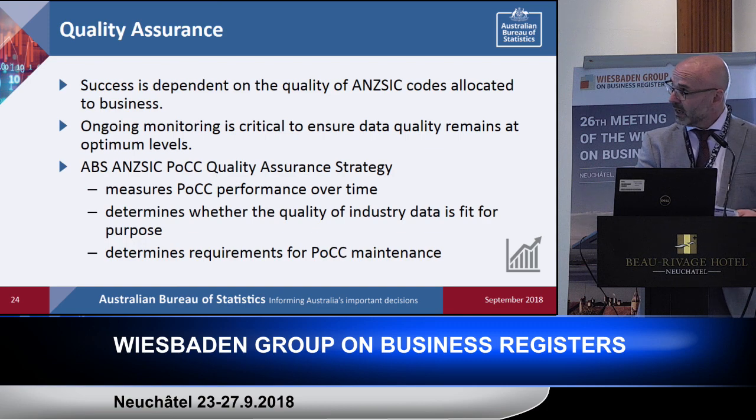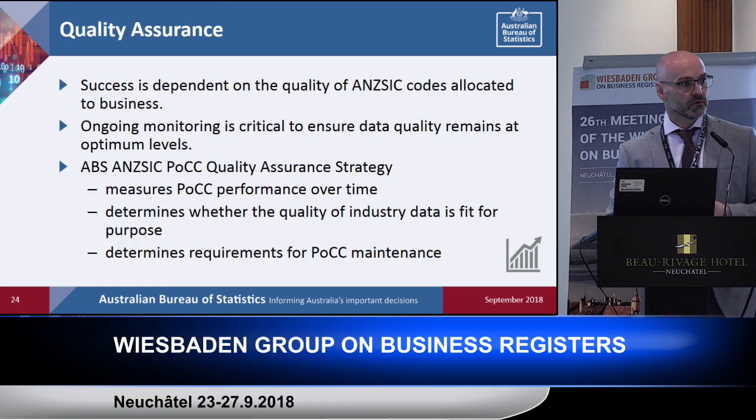So as part of the development of this tool, we've also developed a quality assurance strategy for the POC. We believe that the continued success of the ABS industry POC is dependent upon the quality of the industry data that we receive. So ongoing monitoring is critical to ensure that the data quality remains at optimal levels. The strategy we've developed measures the POC performance over time. It determines whether the quality of the industry data is fit for purpose. It tells us whether the POC requires any maintenance, including any remediation. And just recently, as part of the process, we're able to have a closer look at some of these new emerging industries such as Uber and Bitcoin, and we're able to get some insights into the way they're registering and the way they're describing themselves. And that was really interesting.